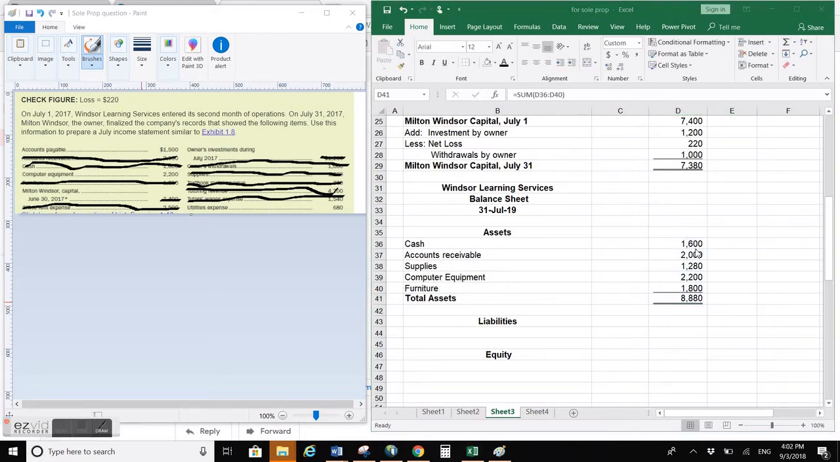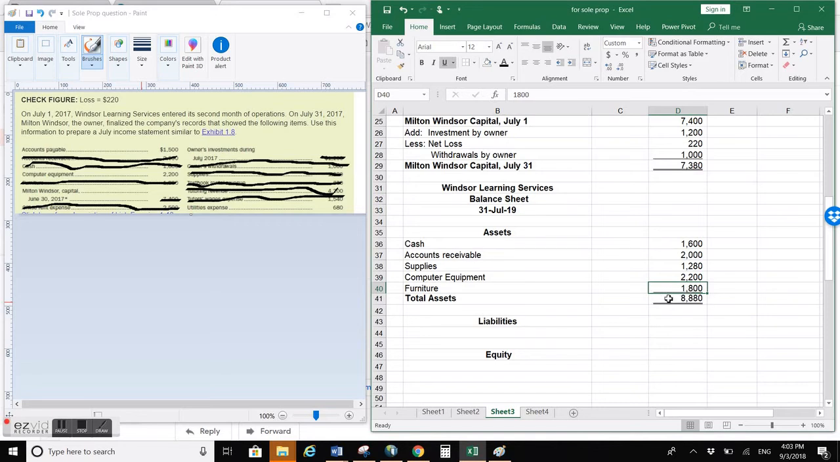Okay, now that we have all of our assets here, I want to point out a few things. First of all is the order of liquidity. That's very important. The order of liquidity states that things should be listed in terms of whatever will turn to cash or be used up first. So cash is already cash, so that goes first. Accounts receivable is what your customers owe you, so they should be paying you very soon. So you should get that turned into cash very soon. Supplies will be used up way before your computer equipment, and your furniture will probably last a little bit longer than your computer equipment.